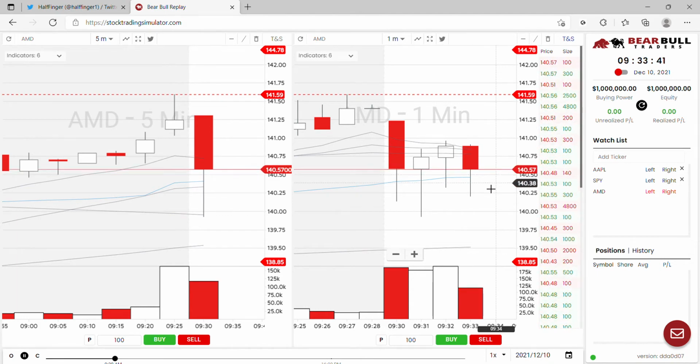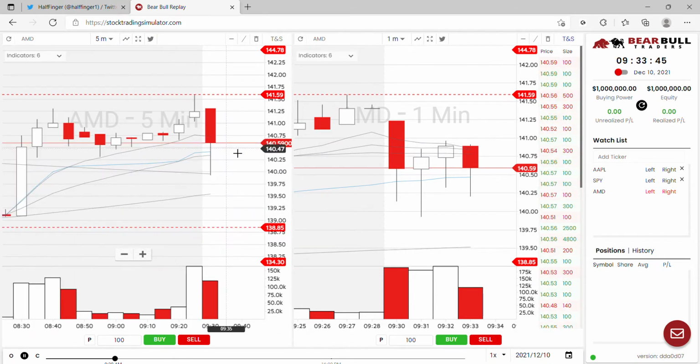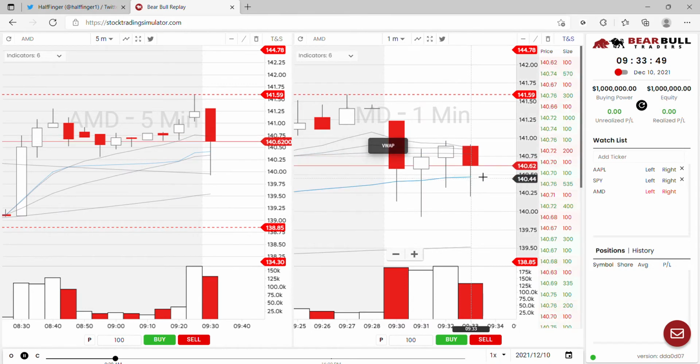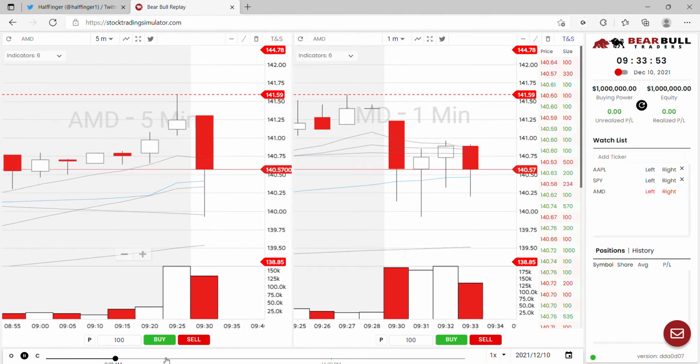Just above the VWAP and above most of the 5-minute moving averages. You see, it's getting bought up again. See if we can make a new high.